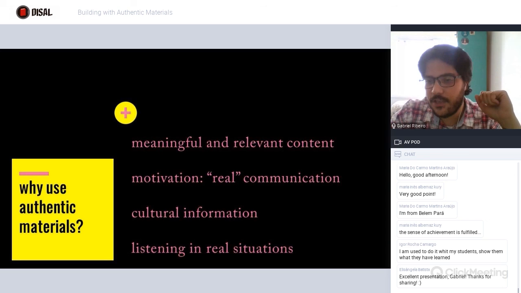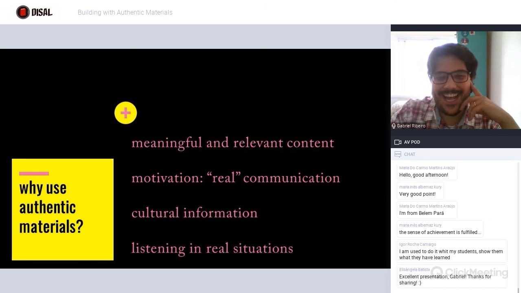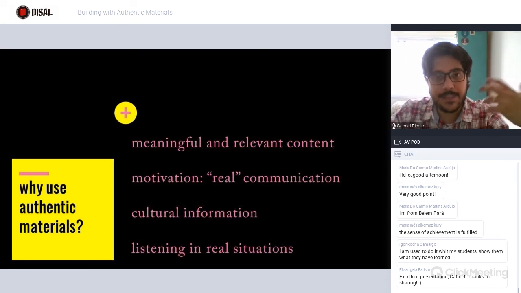Perfect, Igor. Good. You show them what they've learned. Thank you, Lisandro. Thank you. You show them what they've learned. When they notice this by themselves, and teaching them how to notice this by themselves also gives you a lot of benefits, right? And authentic materials are a situation in which the mere fact that you're using them can show your students that they are improving a lot.